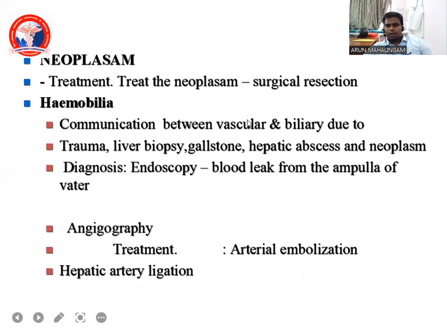Hemobilia: there may be a communicating tract between the vascular and biliary system due to trauma, liver biopsy, gallstone, hepatic abscess, neoplasms. It can be diagnosed by endoscopy, seeing blood leak from the ampulla of Vater, and by angiography. Treatment is by arterial embolization or hepatic artery ligation.